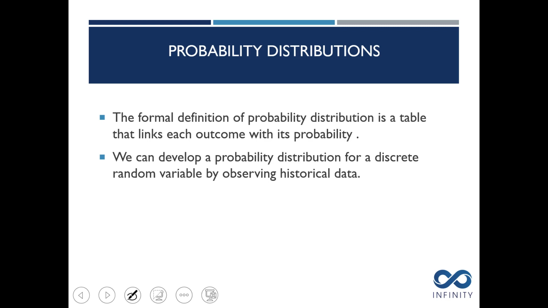The formal definition of a probability distribution is a table that links each outcome and its probability. So we can say first year sale is going to be 1 million. What's the probability? 50%. Maybe it can be 2 million. What's the probability?